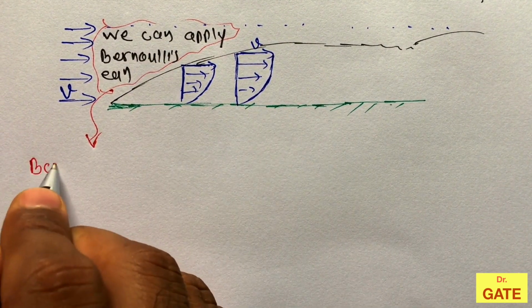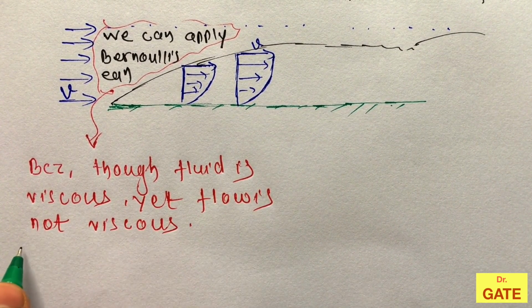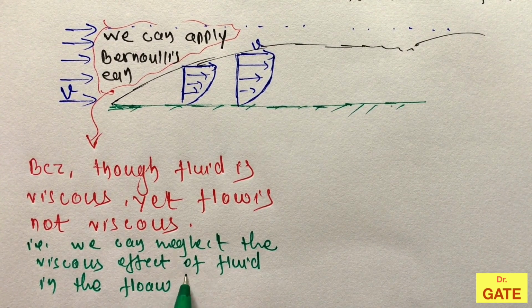Why? Because the fluid is viscous, yet the flow is not viscous, that is, we can neglect the viscous effect of the fluid in the flow field.